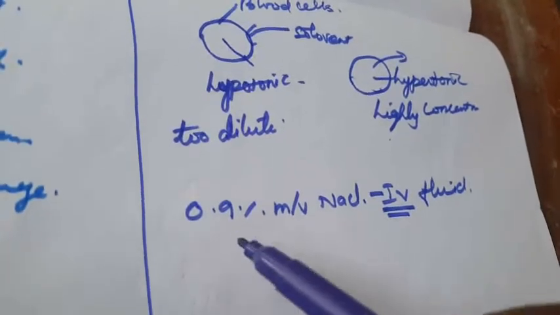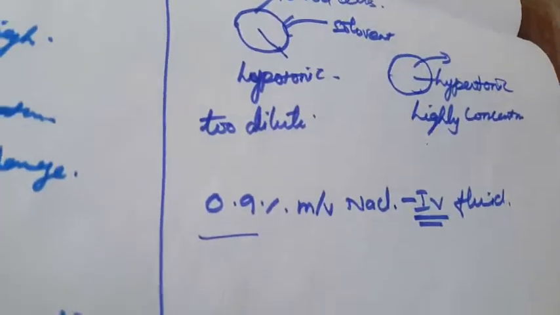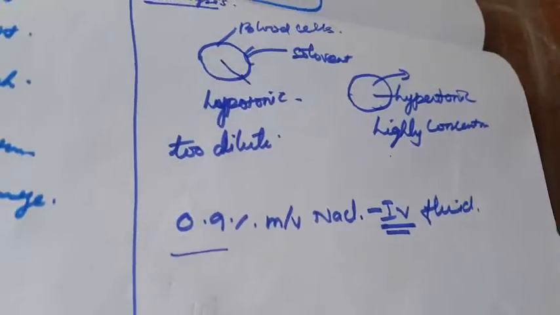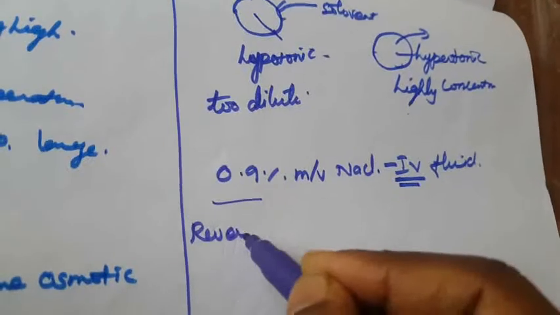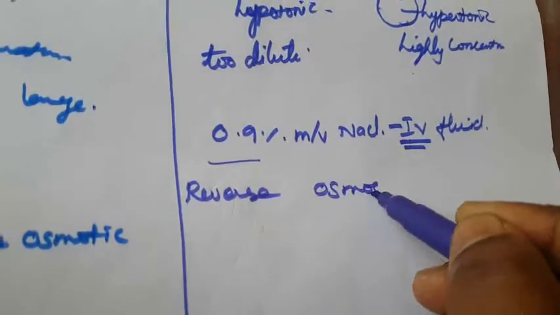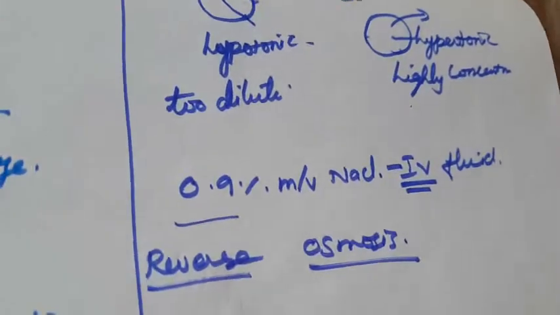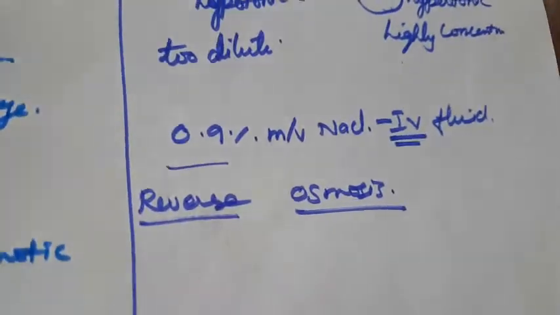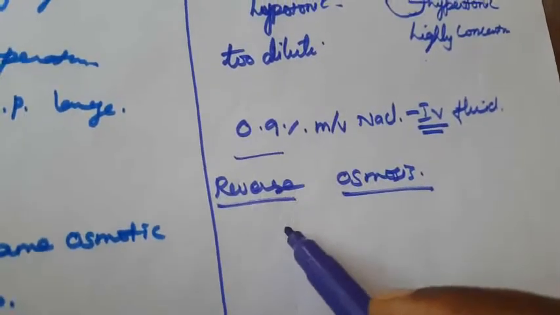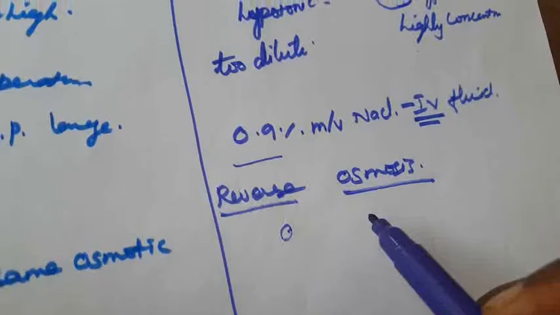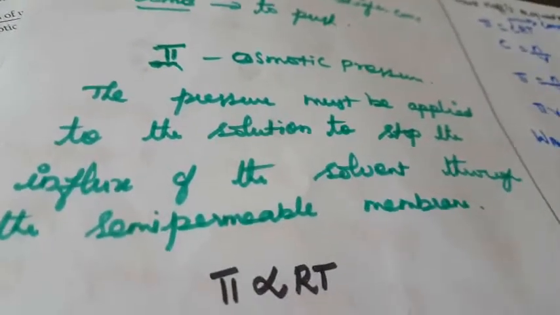So intravenous solution can be prepared using 0.9% saline, which is isotonic with blood cells. Okay, so next one is what is meant by reverse osmosis. Here the process can be reversed by applying pressure greater than the osmotic pressure of the solution side. So what is meant by osmotic pressure? We already studied. What is osmotic pressure? The pressure that must be applied to the solution to stop the inflow of the solvent through the semi-permeable membrane.